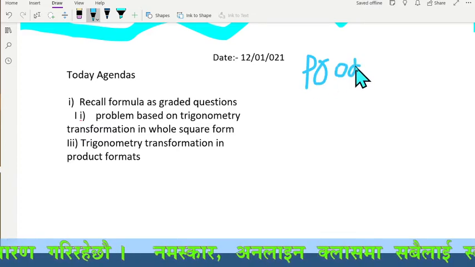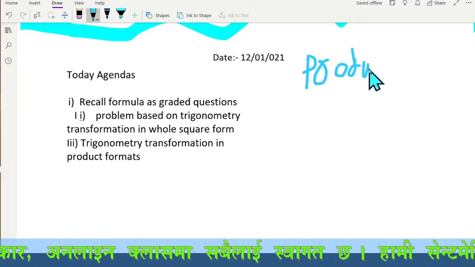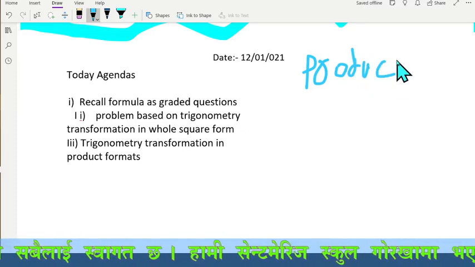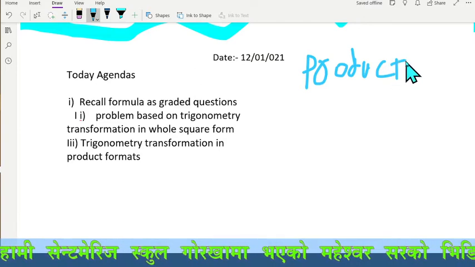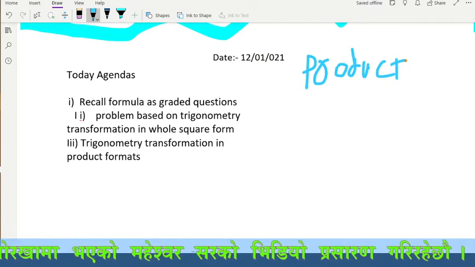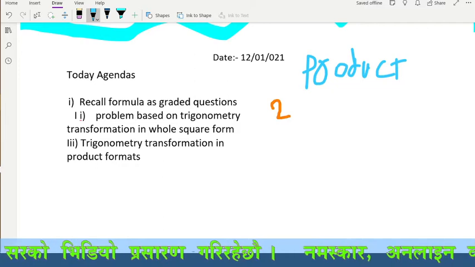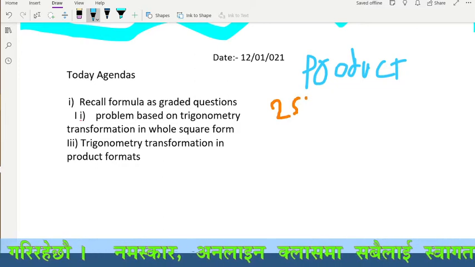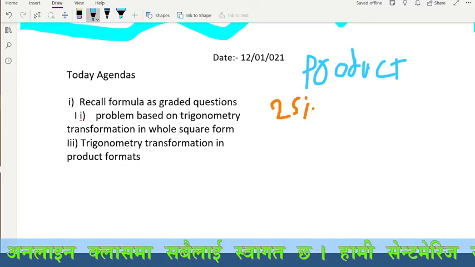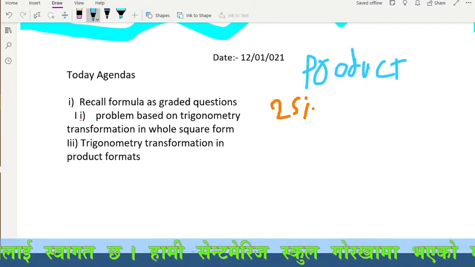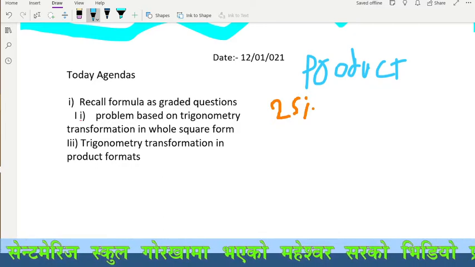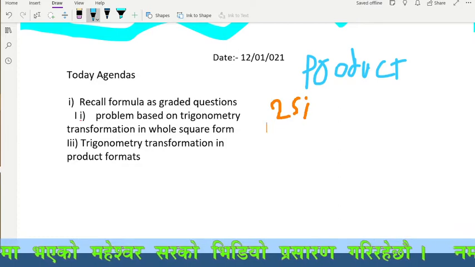2 sin a dot cos b. Sorry, 2 sin a dot cos b, we have read, no? So in 2 sin a dot cos b, what have we read? We have read it as... Same way we have read for 2 cos a dot sin b. What have we read? 2 cos a dot sin b.